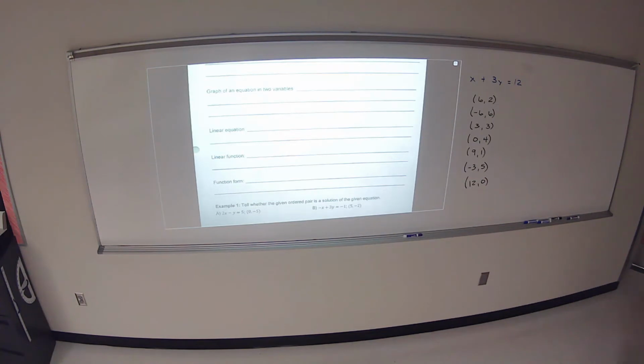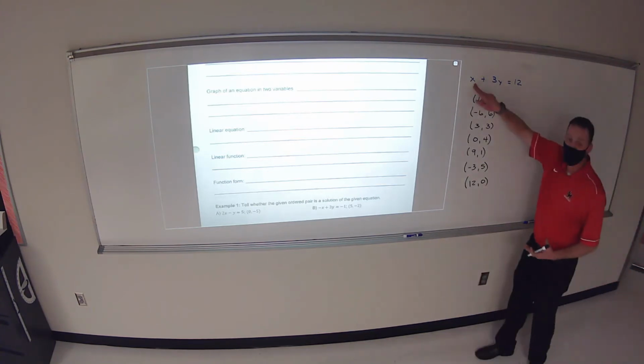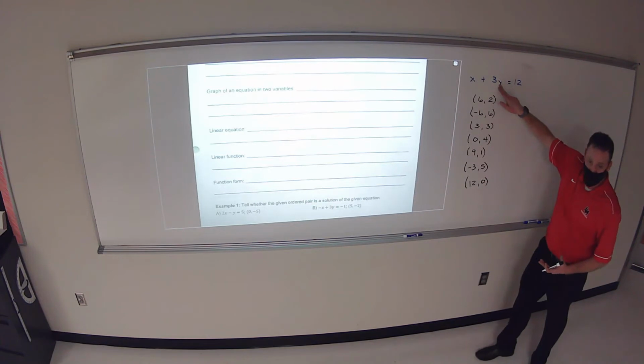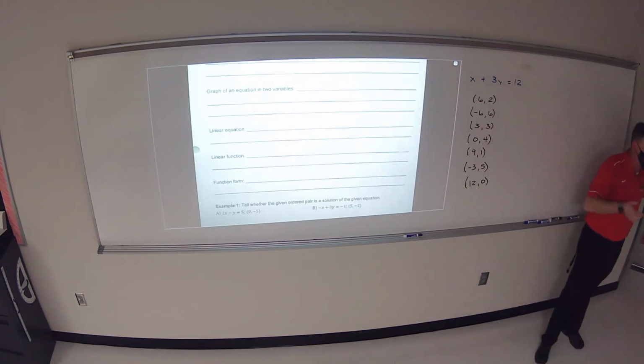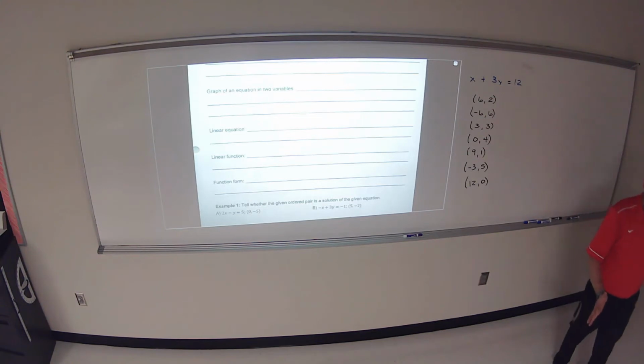Now, that being said, can I pick whatever I want and it works? No. Here's an easy one to show. If I picked 1, 1, would that work? No. Because this would be 1, this would become 3, and 1 plus 3 is not 12. So we have an infinite number of things that work, but that doesn't mean everything works. Do we understand the difference there? Okay?